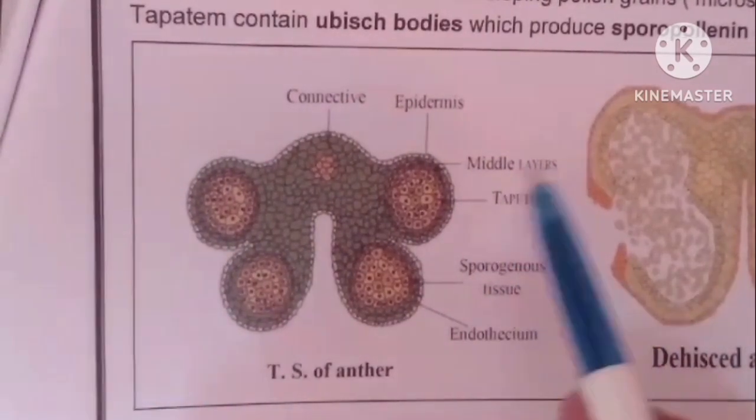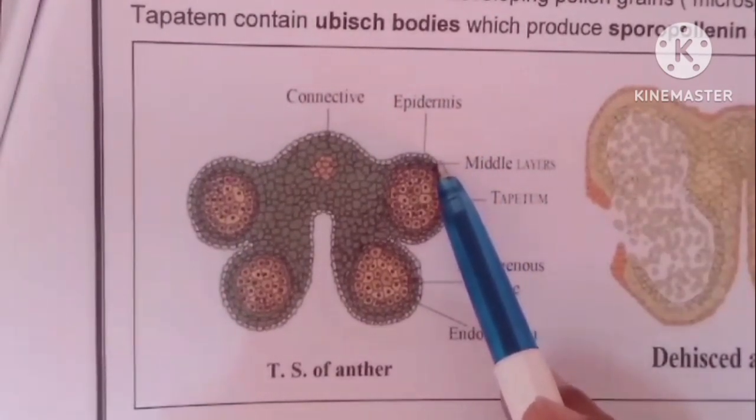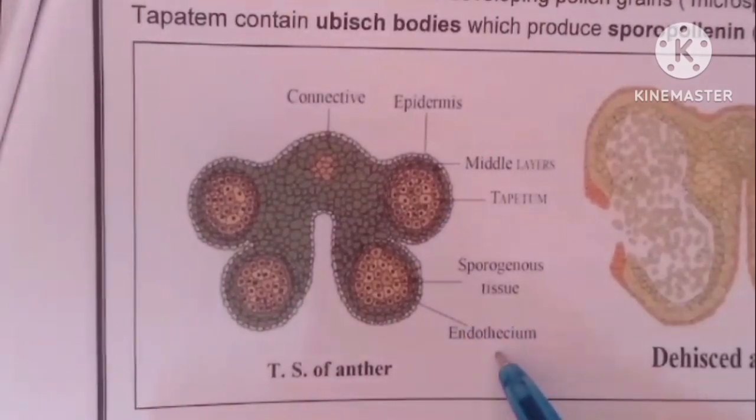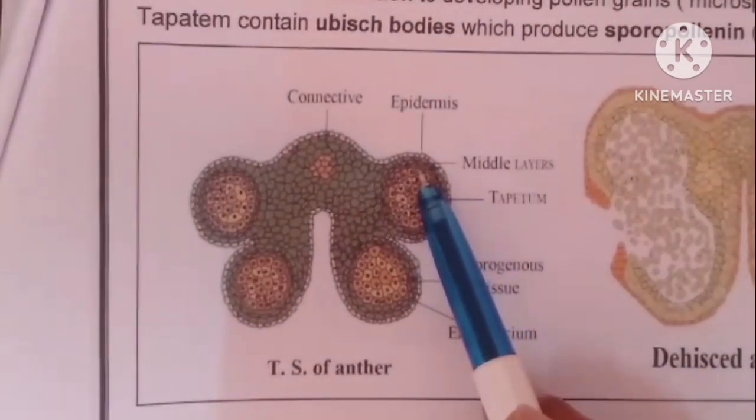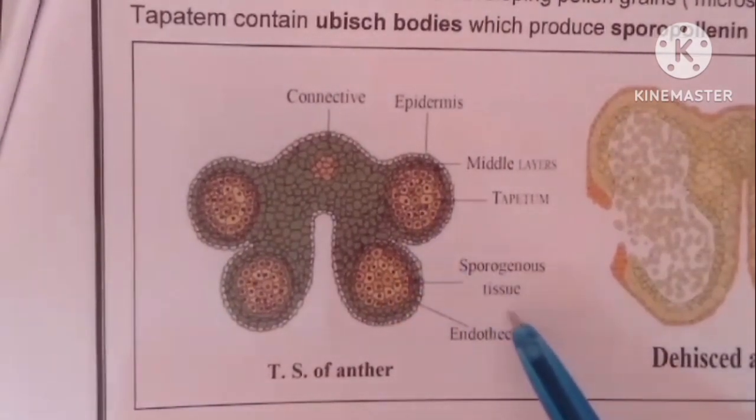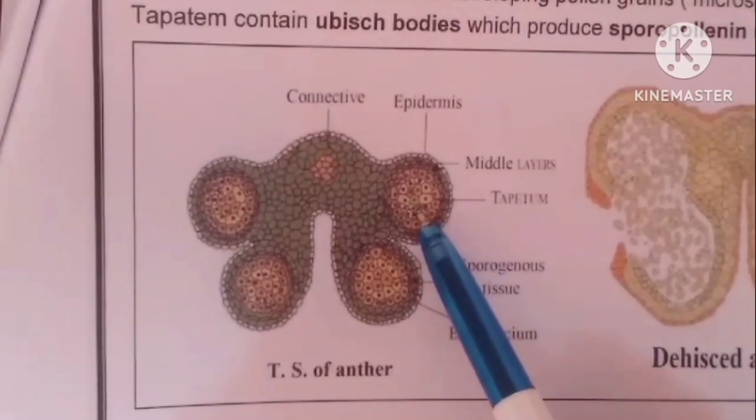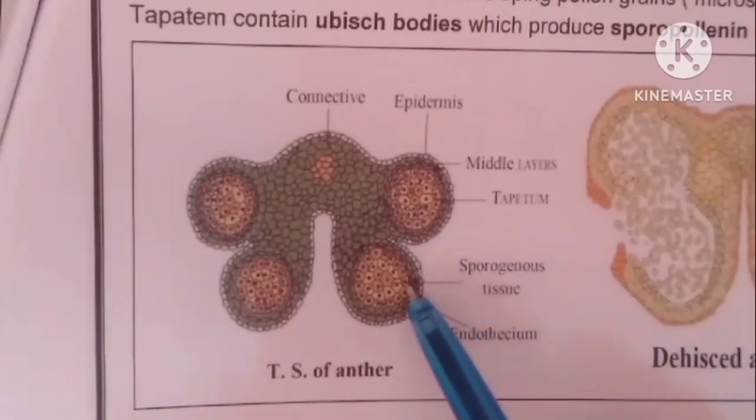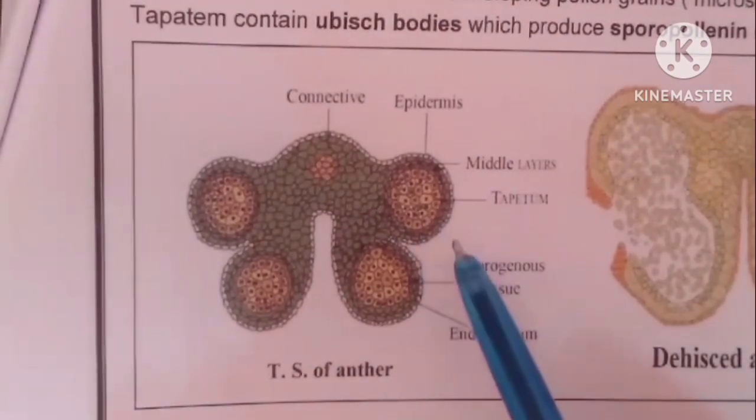Epidermis is the outermost protective layer made up of tubular or flattened cells. Endothecium is subepidermal layer made up of radially elongated cells with fibrous thickening. Inner to the endothecium there is present middle layer, which is made up of thin-walled cells which may disintegrate in mature anther. Then tapetum. Tapetum is the innermost nutritive tissue, a nutritive layer of anther wall. It immediately encloses the sporogenous tissue, that is microspore mother cells.